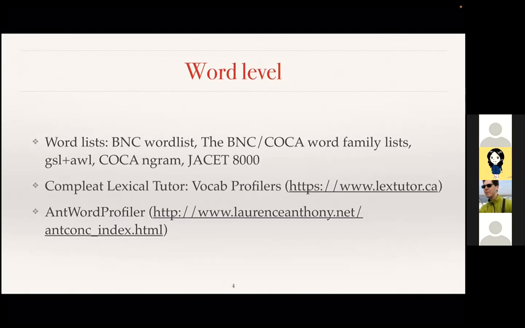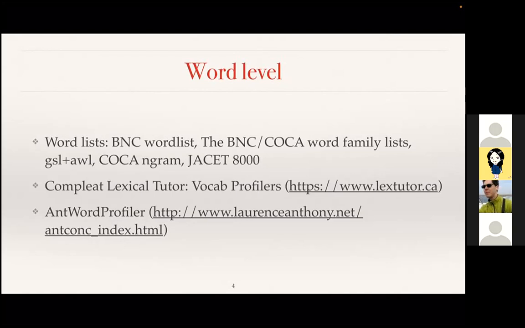I think many of you know and use some kinds of vocabulary profilers, but here I show a website called Complete Lexical Tutor. The other one I showed in this slide, Word Profiler, does the same job, but it's a downloadable app that you can use on your PC.